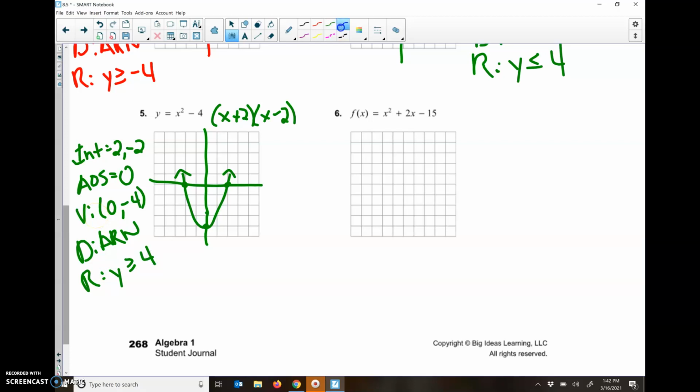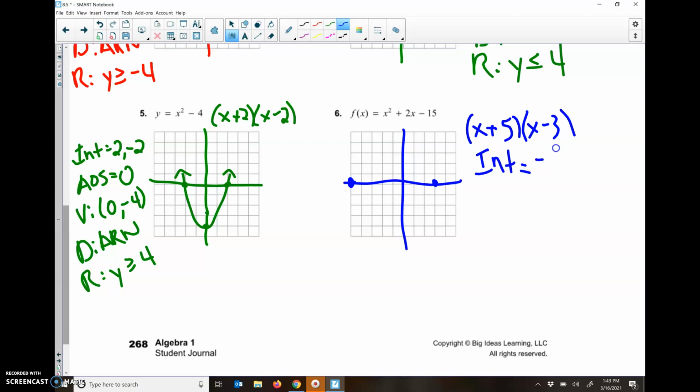Okay, 6. Now we got to go back and do some thinking, figure out what our parentheses are. So two numbers that multiply to negative 15 and add to 2 is going to be positive 5 and negative 3. Okay, so positive 5 means I'm going to go left 5, so dot there. And negative 3 means I'm going to go right 3, so right there. So that means my intercepts are negative 5 and 3.